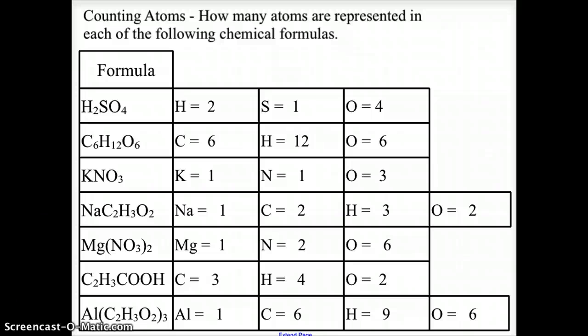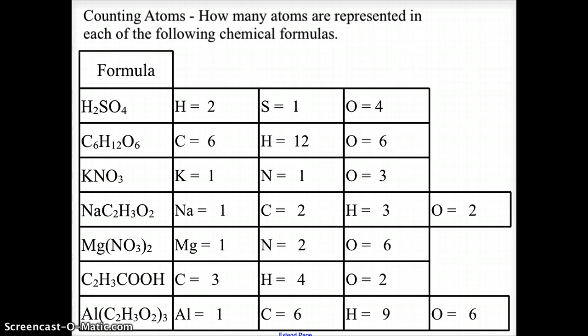Sodium acetate, NaC2H3O2, we have 1 sodium, 2 carbon, 3 hydrogen, and 2 oxygen. Mg(NO3)2, magnesium nitrate, 1 magnesium, 2 nitrogen, and 6 oxygen. Remember to distribute the 2 to both the N and the O3. So that makes 2 nitrogen, 6 oxygen.